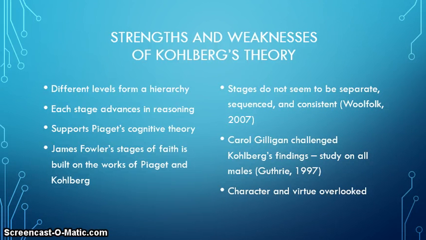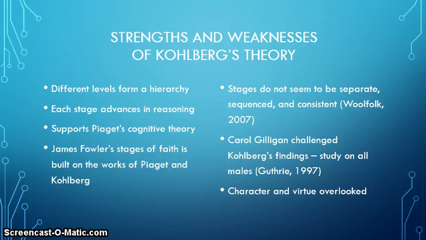There are strengths and weaknesses of Kohlberg's theory. It is like a hierarchy. Each stage advances in reasoning. It supports Piaget's cognitive theory. It kind of goes along with it. And then there's also The Stages of Faith by James Fowler, which is built on the works of Piaget and Kohlberg. Now, there are several weaknesses that were stated because, of course, there are different theorists that found problems in it.